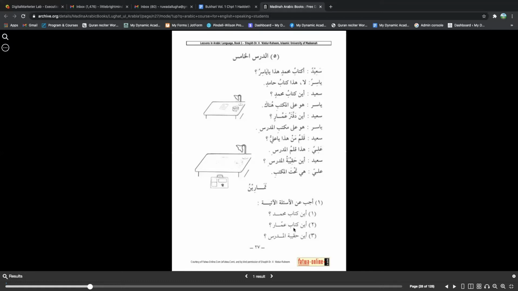Aina kitabu. Once again, it can't be kitabun. It has to be kitabu because it is mudaf, and then Ammar is mudaf ilayhi. So aina kitabu Ammarin, with kasratain. It becomes majroor. Aina haqibatu al-mudarrisi. Why? Because of the idafa construction. You take away one of the dhammas on the ta marbuta, and so it becomes haqibatu al-mudarrisi, and mudarrisi becomes majroor.